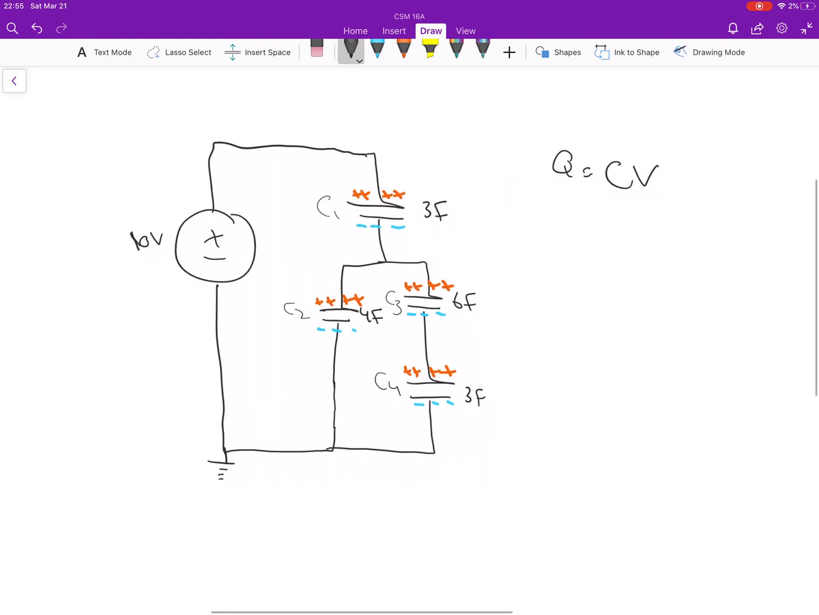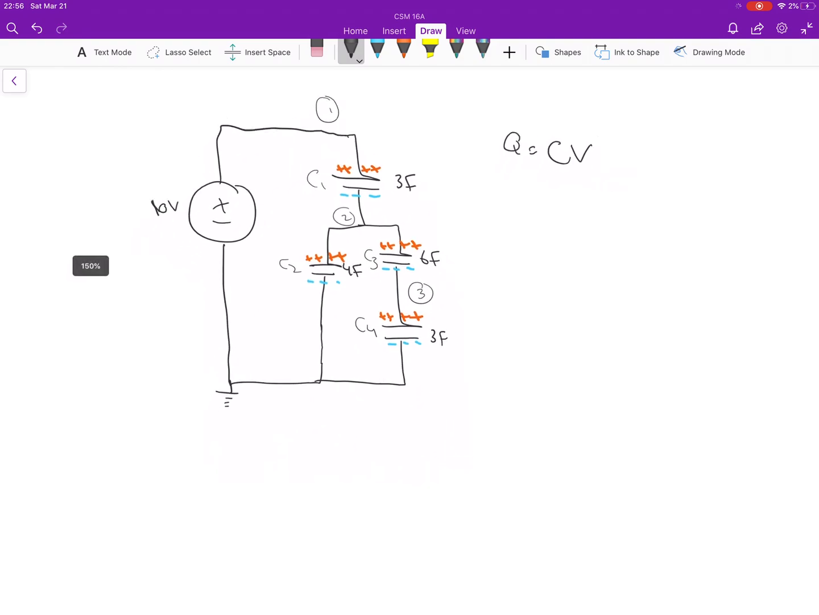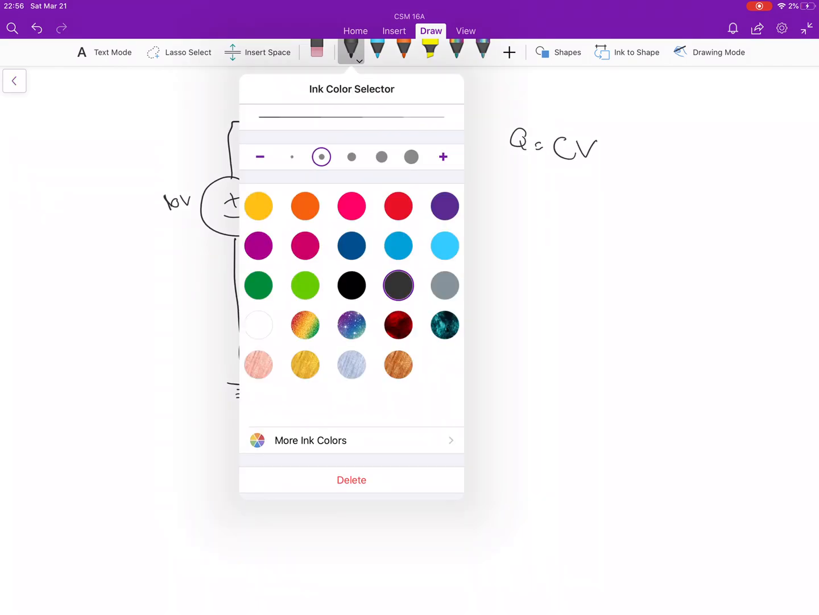Okay, that should be good enough, and now we just need some nodes. I'll call this node 1, call it node 2, and node 3. Node 4 is just our ground node. Okay, maybe I will make it bigger.